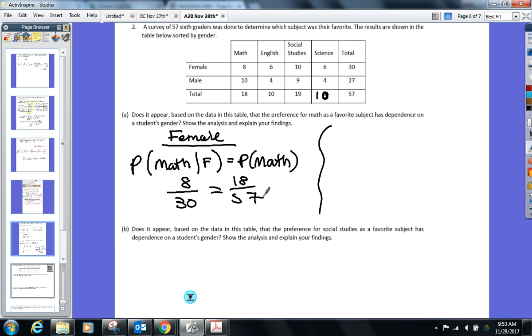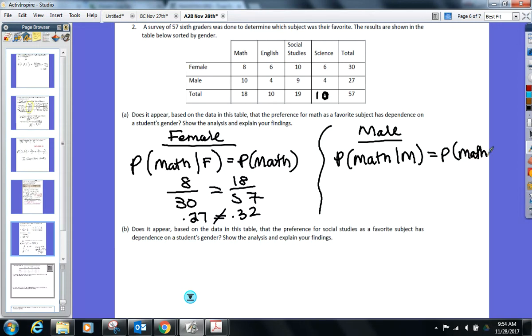57, all right? Now, I look at those fractions and I'm like, maybe they're equal. We'll see. What can you easily do now to see if they're equal to each other? Go in your calculator, do the decimal equivalent. 8 out of 30 comes out to be about 0.27. And 18 out of 57 is about 0.32. So yep, they depend on each other for female in math anyway. What about male now? Is the probability you prefer math, given that you're male, equal to the probability that you prefer math? Well, we already know that's 18 out of 57.